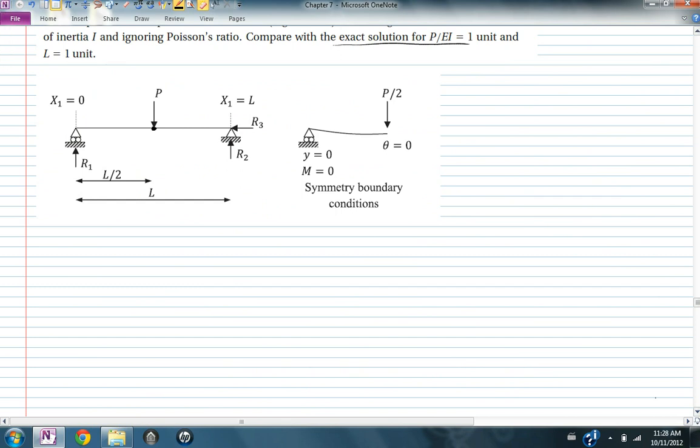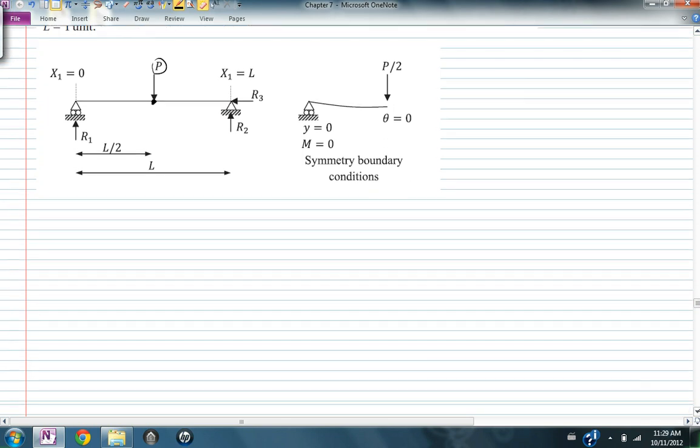So the exact solution is the solution to the differential equation of equilibrium. Because this beam has a concentrated load here, I will have to divide this beam into two parts.